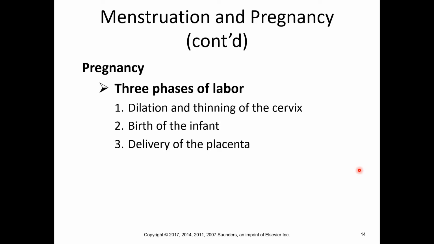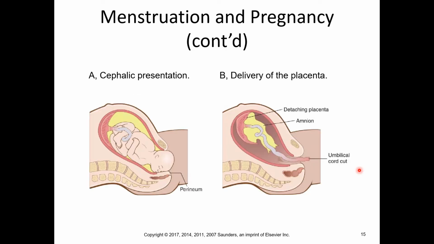So phase 2 is the birth of the infant. That's usually the biggest phase. And phase 3, after that, the placenta is delivered. Figure A shows cephalic presentation of the baby, usually face down, and that works better so that the baby can maneuver out of there. You see how the head could flex backward, and the shoulders can tuck together, and the baby comes out like that.